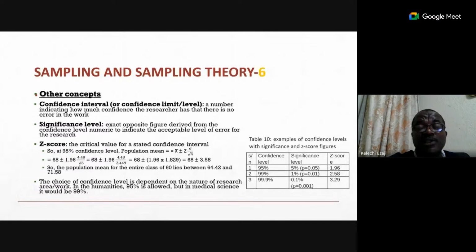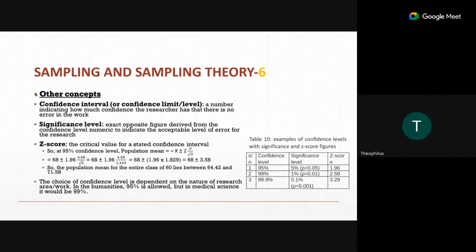Okay, Satisi, you want to ask a question? Yes, my question is, why did they have to use the word significance level as opposed to confidence level?